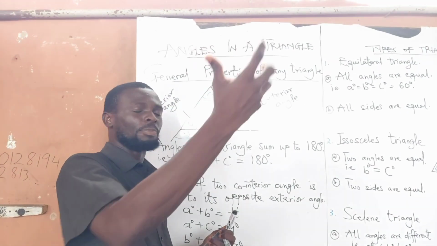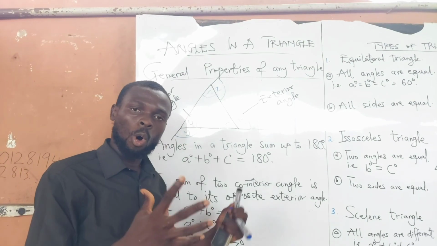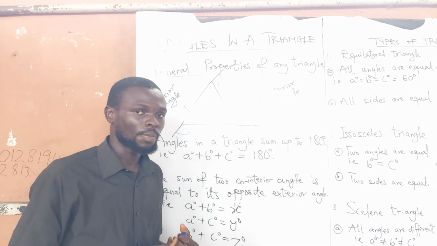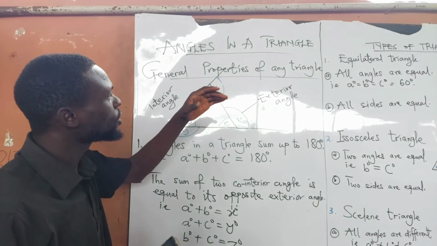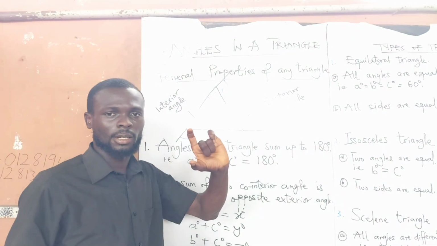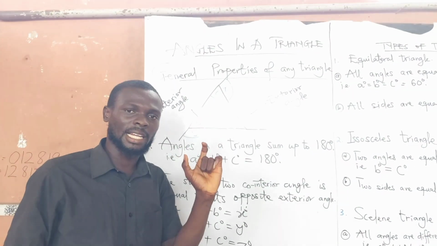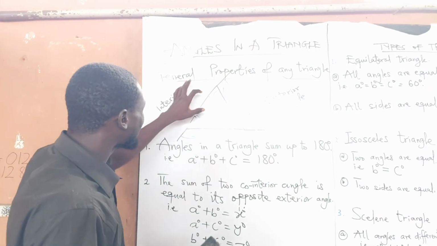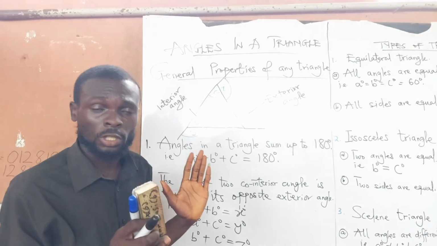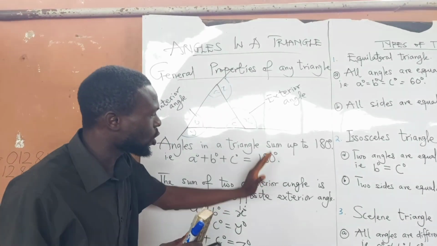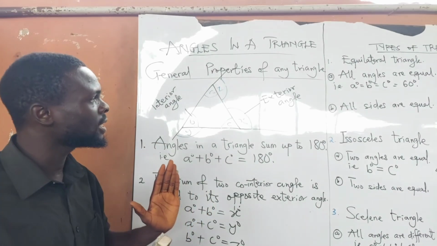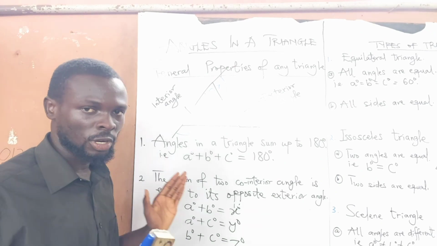So if you visit our previous videos, we've explained more on polygons and all areas to cover polygons. Now, when it comes to angles in a triangle, we have to know the properties of a triangle in terms of angle and any other feature. Now let's look at the general properties of any triangle. Regardless of the type of triangle it is, it has these properties.